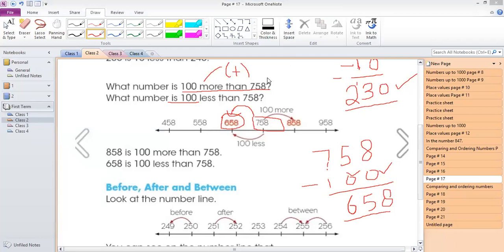Good. Now, guys, you have to tell me what is 100 less than 558? What is 100 less than 558? You have to answer me, guys. What is 100 less than 558?